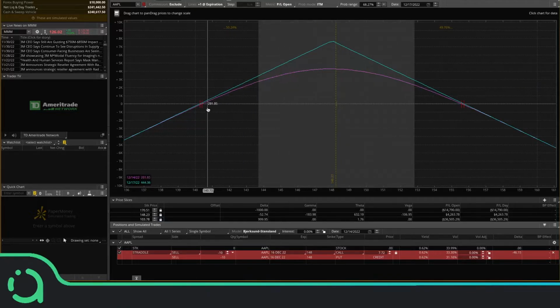So if we were to summarize what this straddle is telling us, the market is saying that the stock is going to move between this range here, between 140 and 155, between now and the expiration on December 16th. A good analogy for how to think about this range is that we are selling insurance.